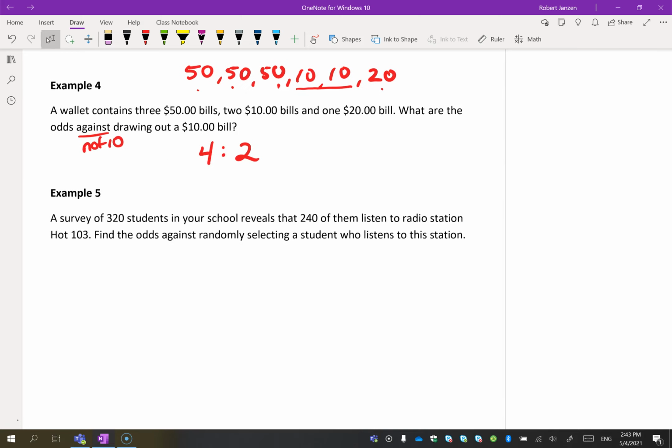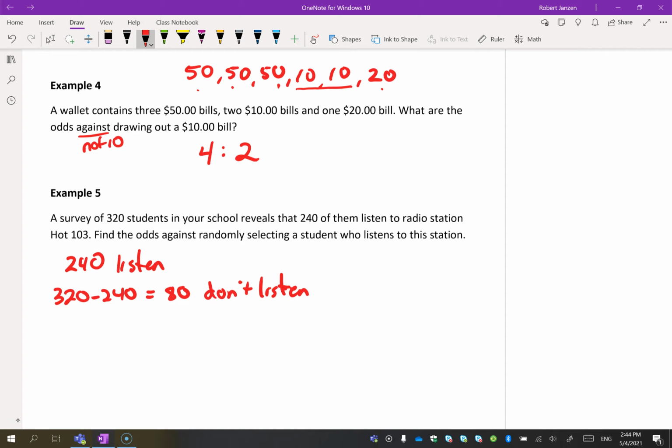Next one. A survey of 320 students in your school reveals that 240 of them listen to radio station Hot 103. Find the odds against randomly selecting a student who listens. First of all, 240 listen. How many don't? Well, 320 minus 240 is 80. Don't listen to Hot 103. Find the odds against randomly selecting a student who listens to the station.